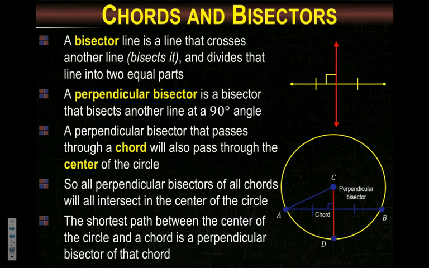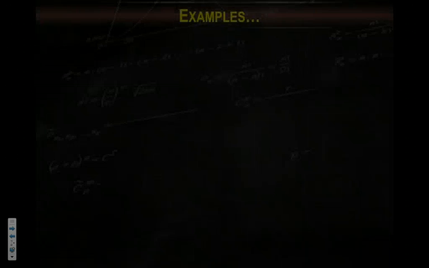Okay? So the shortest path between the center of a circle and a chord is the perpendicular bisector. So again, this would be applicable to careers like mapping and designing and carpentry and things like that, where you want to figure out these types of things. This knowledge of circle geometry, very helpful. Okay, let's run through a couple examples.